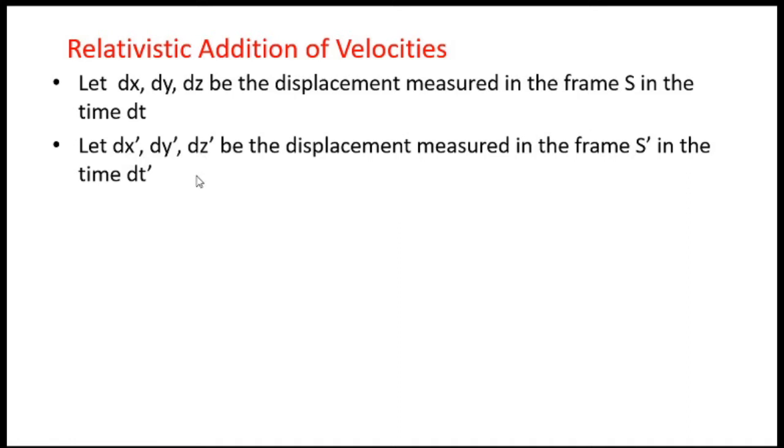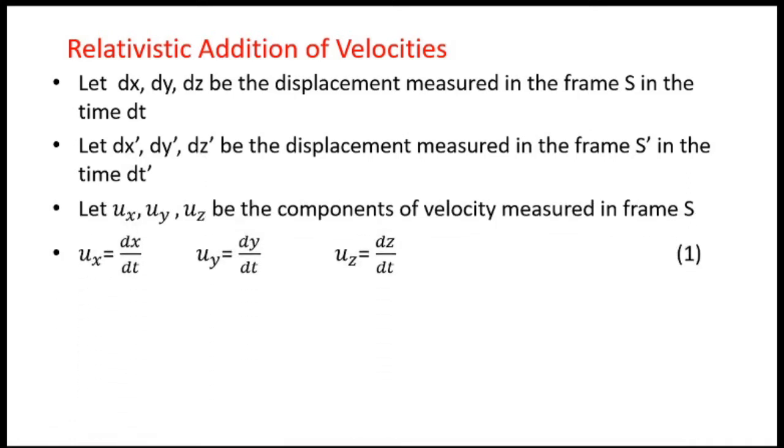Let ux, uy, uz be the components of velocity measured in the frame of reference S, and we know that velocity is equal to the ratio of displacement upon time. Therefore, we can write ux is equal to dx upon dt, uy is equal to dy upon dt, and uz is equal to dz upon dt.